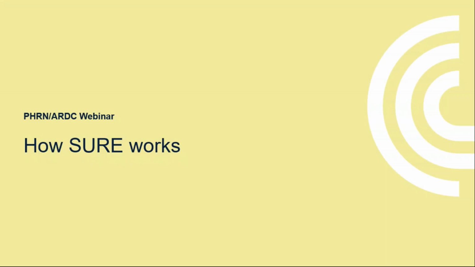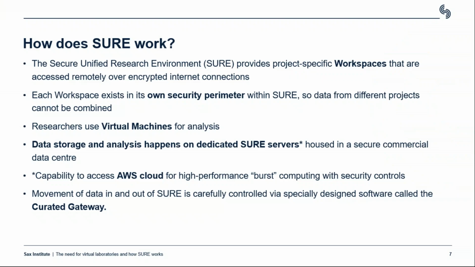So SURE, the Secure Unified Research Environment, and how it works: we provide project-specific workspaces that are accessed remotely using Citrix through virtual machines from any desktop. Each workspace has its own security perimeter, and this is about data separation. So there's no way of moving data between different projects.